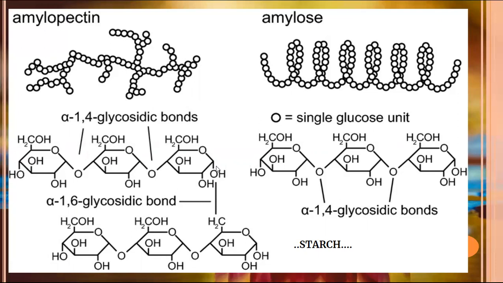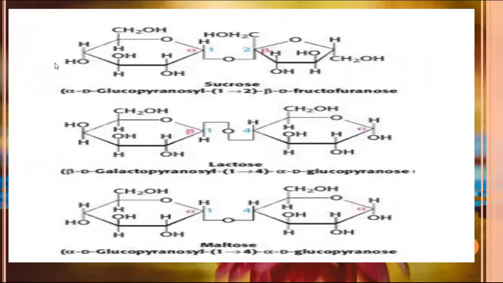Why do we call it alpha? Here the hydroxyl group on the first carbon is present below the ring, so it belongs to alpha. It is linked with the sixth carbon of another glucose molecule. This type of glycosidic bond is called an alpha 1,6 glycosidic bond. Alpha 1,6 glycosidic bonds are present in polysaccharides, but alpha 1,2 glycosidic bonds are present in disaccharides like sucrose. Beta 1,4 glycosidic bonds are present in disaccharides like lactose.